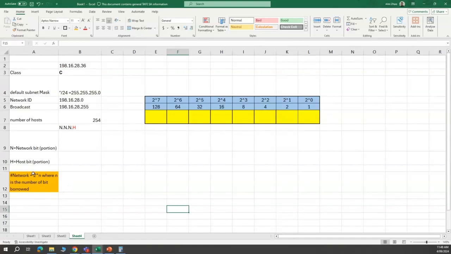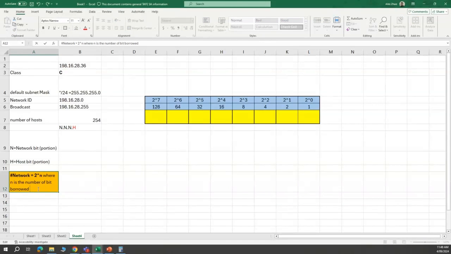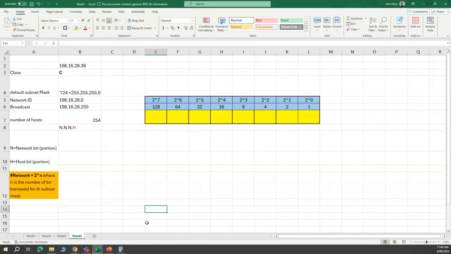All right. So hopefully you know that hat symbol, right? That means to the power of, because there's no way of me representing that easily. So hopefully you know that just means 2 to the power n. Okay, get it? So you're talking about bits borrowed. So bits borrowed for what? Bits borrowed for the subnet mask. Really, that's what it means.